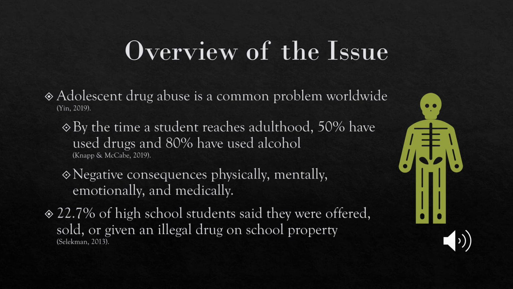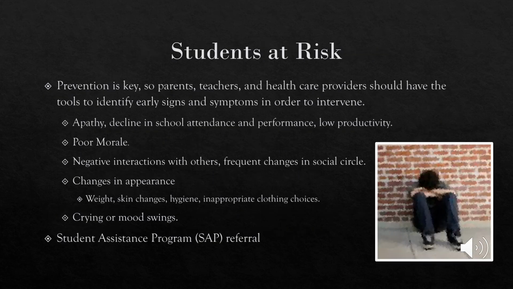And this information is important for faculty and staff to know about because 22.7% of high school students were offered, sold, or given drugs on school property. So it's happening right under our noses. Prevention is the most important measure, so we can identify a student who needs help and intervene early.